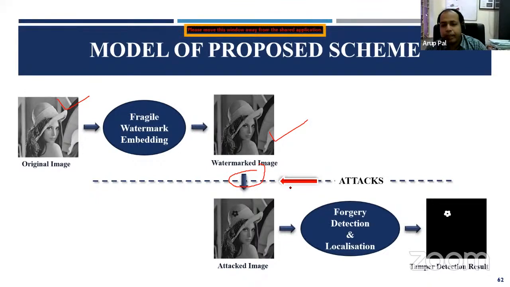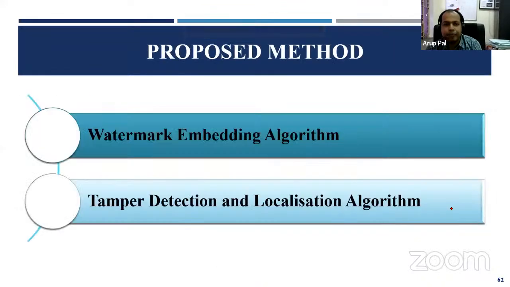So here what happened, we have taken the watermarked image, and any kind of attack is possible. What kind of attack have we done? We have changed these particular things here. Now, your objective will be to locate the forged regions. That means this is the forged region I can effectively locate in this process.